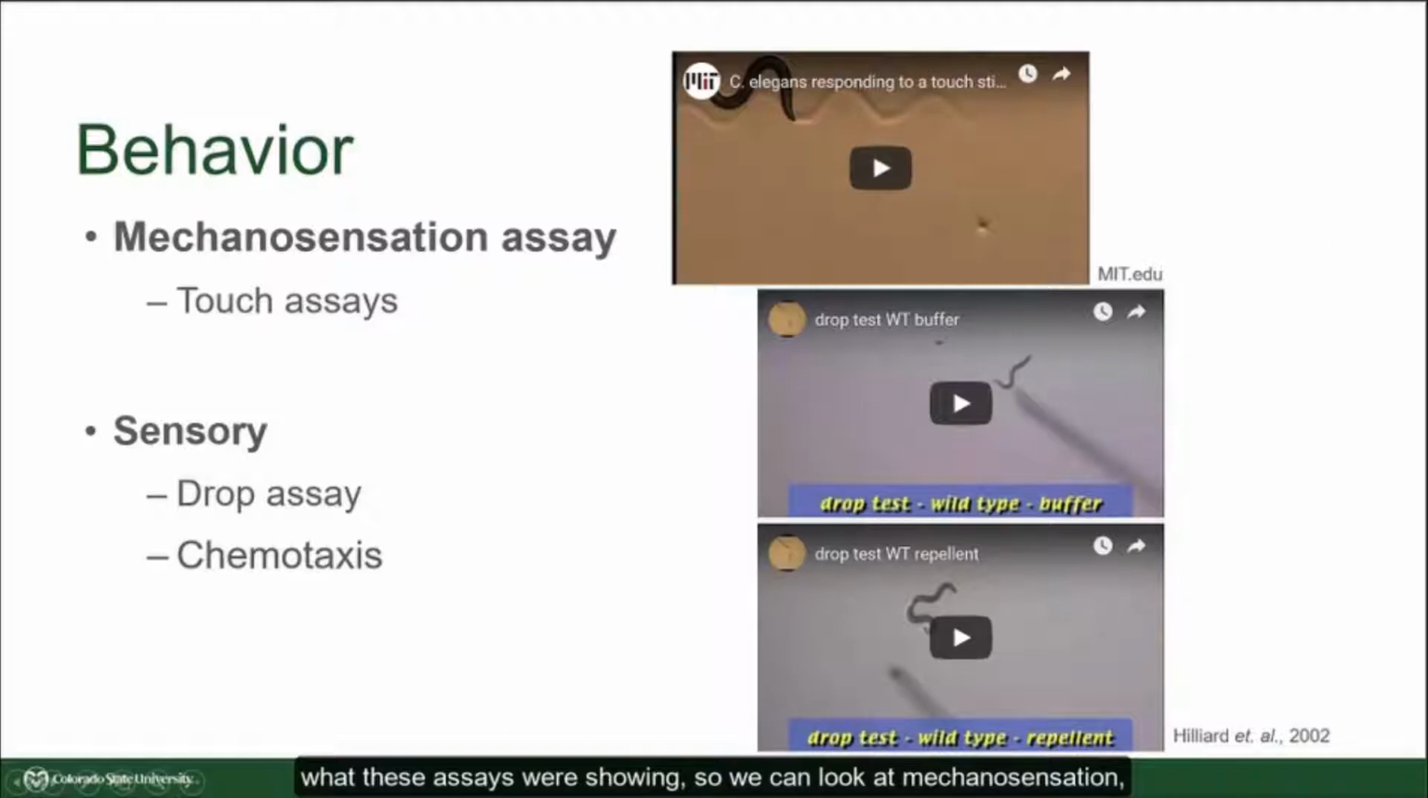So we can look at mechanosensation. A lot of what Sydney Brenner and the early people looking at C. elegans did, to find mutants using these forward genetic screens, used touch assays. What you do is take a glass pipette, take an eyelash from your eye, and tape it onto your glass pipette. The reason I use an eyelash is because it gives just the right amount of harsh touch.